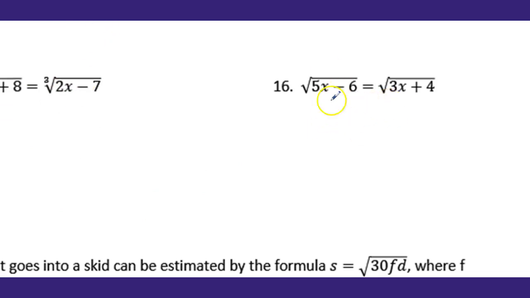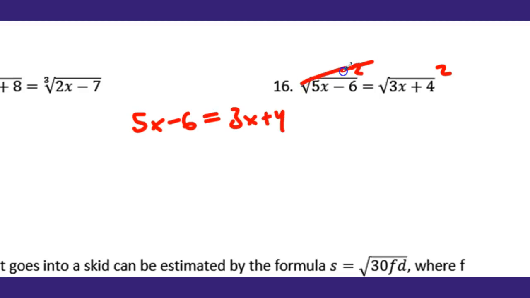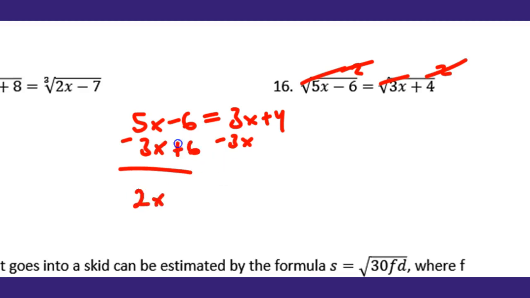All right, they're both square roots, so I'm going to square both sides. And I have 5x minus 6 equal to 3x plus 4. All right, again, the radical and the exponent cancel out. So I'm going to go minus 3x on both sides. 5 minus 3, all right, is going to be 2x. And then I'm going to add 6 on both sides. 4 plus 6 is 10. Then divide by 2 and you get x is 5. All right, x is 5.